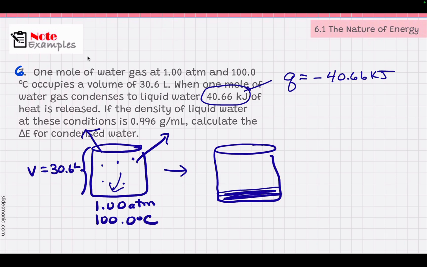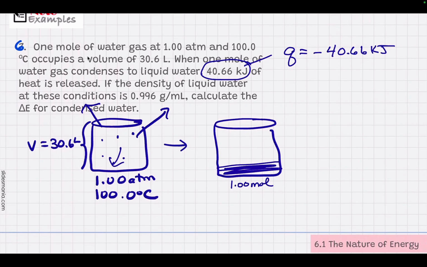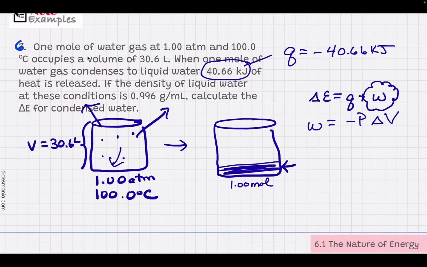So then I have 1 mole of liquid water. And the first thing I want to do is figure out what this volume is so I can get my delta V. So I can calculate the work. And then I can calculate the E. So ultimately, I want the internal energy, which is Q plus W. So I really need W. And in order to get W, I'm going to use the equation negative pressure delta V, and I need the second volume in order to calculate W.